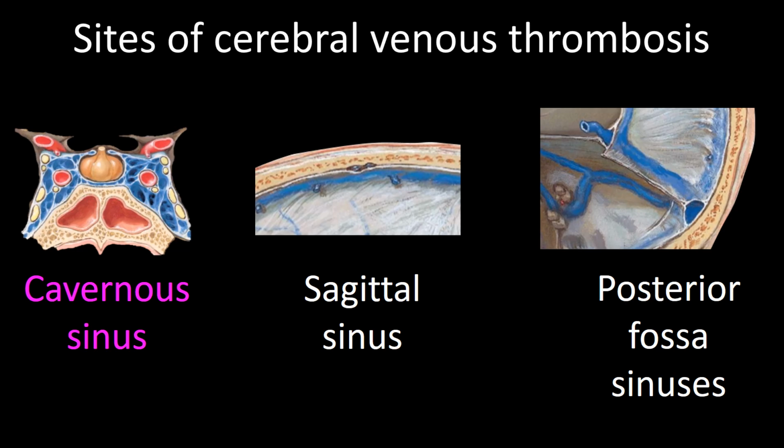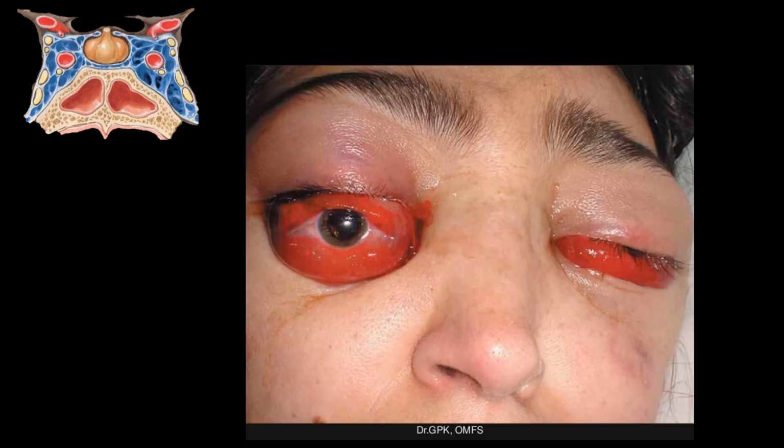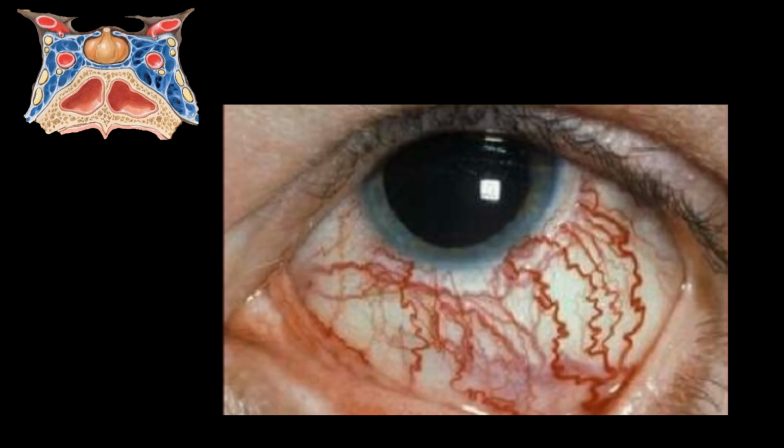We will first talk about cavernous sinus thrombosis. The cavernous sinus is located at the skull base. Thrombosis of the cavernous sinus can produce significant eyelid swelling and sclera hyperemia, but what usually dominates the clinical presentation of cavernous sinus thrombosis is eye movement abnormalities, which I will explain in the next few minutes.